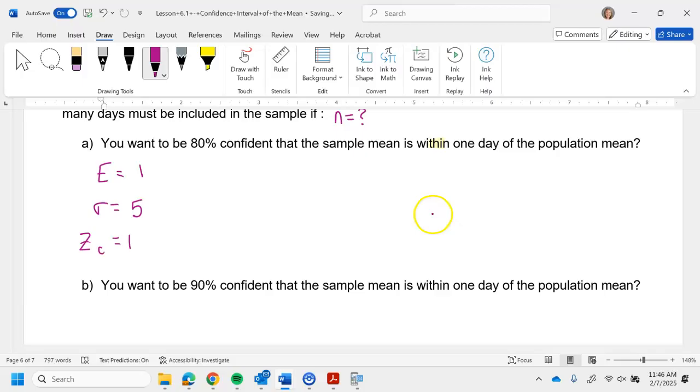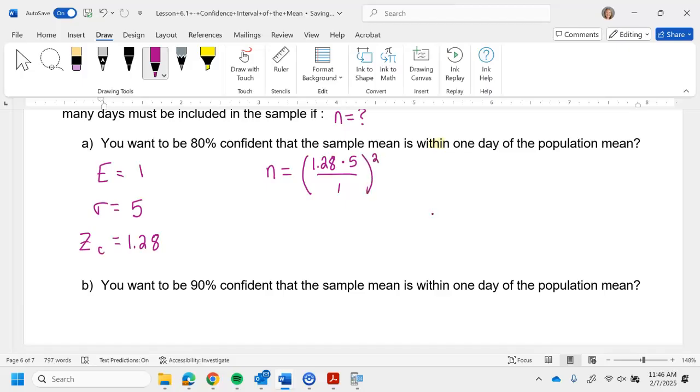Okay, so 1.28. Now I hate to disappoint you. There's not a button in your calculator that can do this particular function. So this is one that you will have to use the formula for and simplify on your own. Okay, so let's go through the process. I'm going to take my critical value, 1.28. Standard deviation is 5. Error is 1.